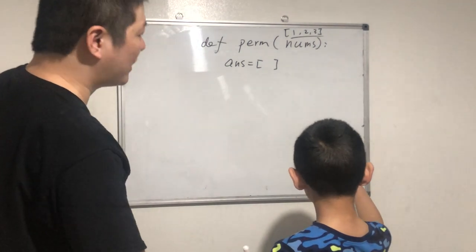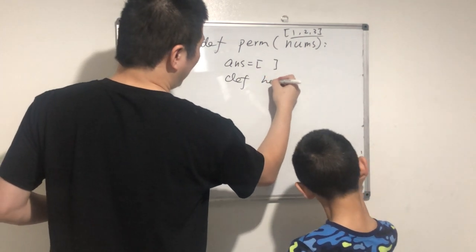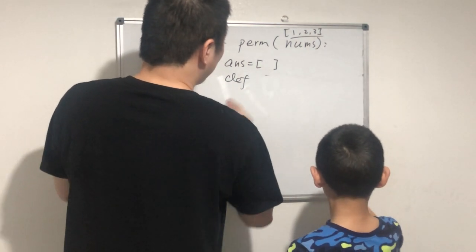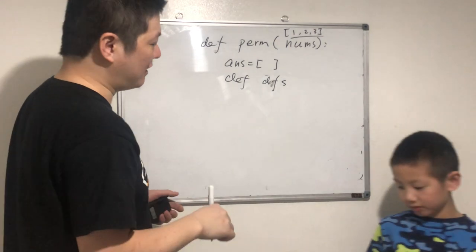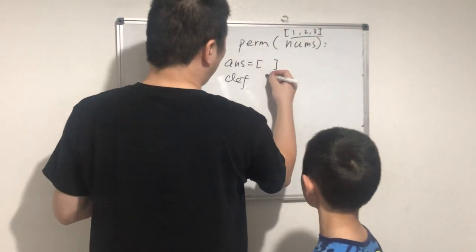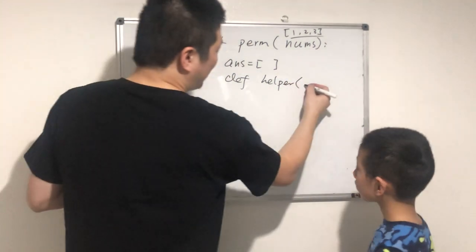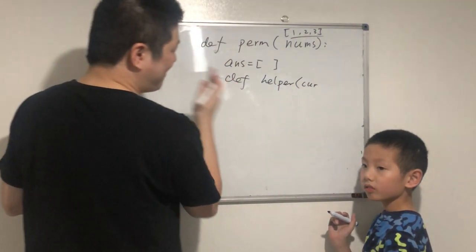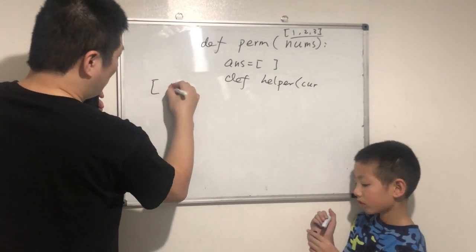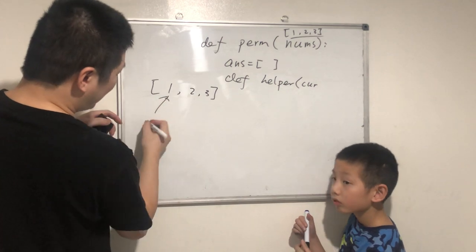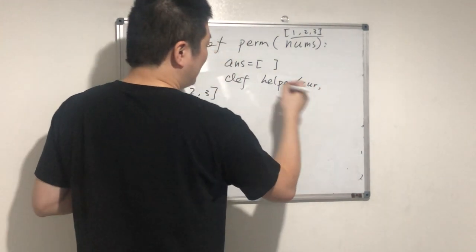Now we define another function, let's call it helper function, or maybe DFS, depth first search, or recursion. Maybe just call it helper to prevent it being misleading. And then we have the current position. At the beginning, with 1, 2, 3, you'll be pointing here. This is current, which is 0. Helper of current 0.